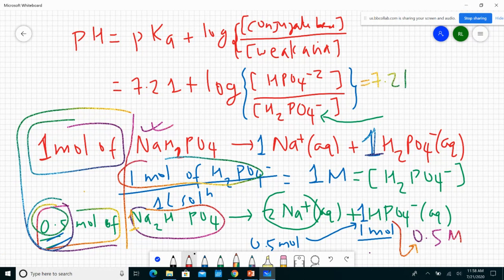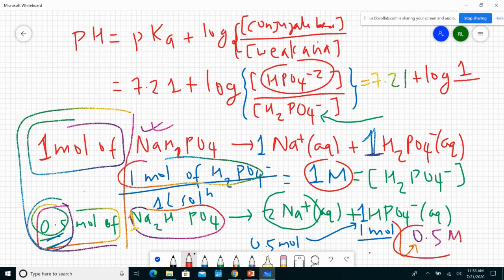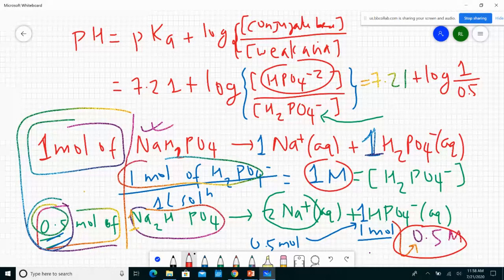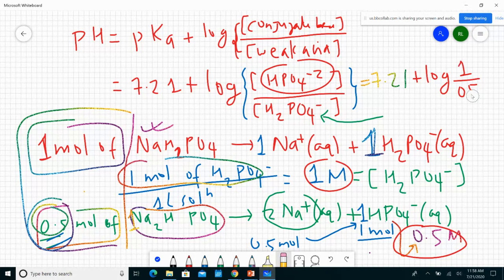7.21 plus log of the concentration of HPO4. I figured it out as 1 molar divided by the concentration of that, 0.5 molar. Or did I mess it up? HPO4 was 0.5 molar, so I need to switch this. These are the kind of mistakes I want to stop making. Look at me, I even went through the problem last night, but even right now I'm making mistakes.